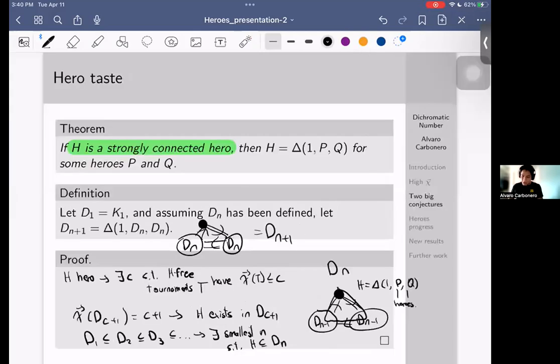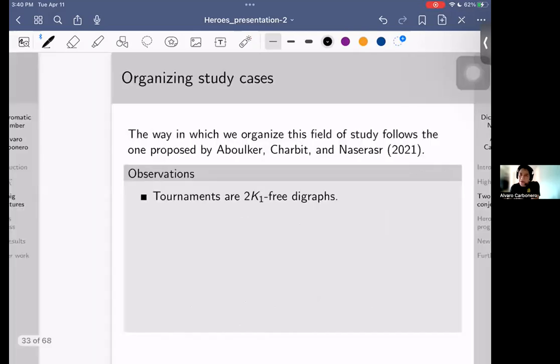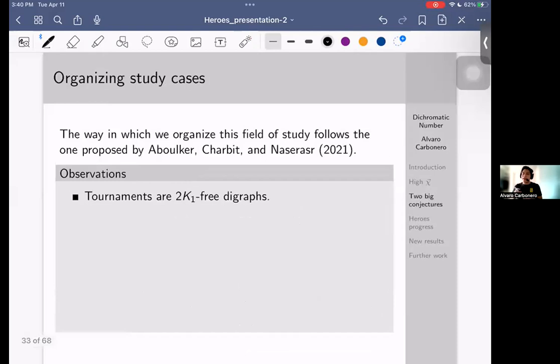And there you go. A very nice proof, and hopefully it'll get you a little more used to the idea of heroes. And now we're going to finish. So now this is a study of the case where C is tournaments.